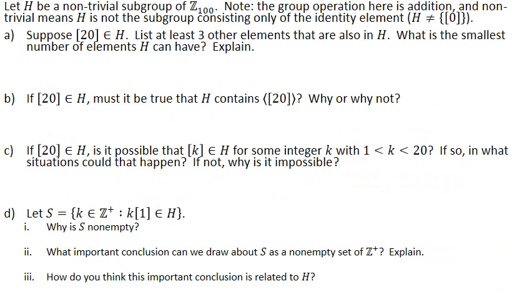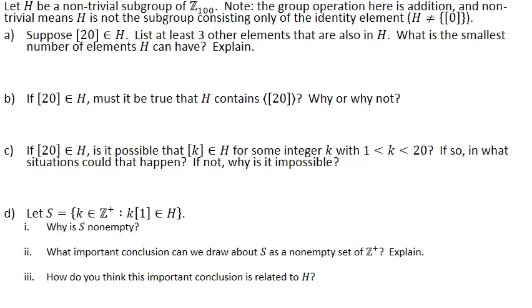Okay, and now let us go over the solution to Preview Activity 23.1 together. Let H be a non-trivial subgroup of Z100. Note that the group operation here is addition. That's going to be the case for all of these Zn groups. The operation is always addition because they're not going to be groups under multiplication.